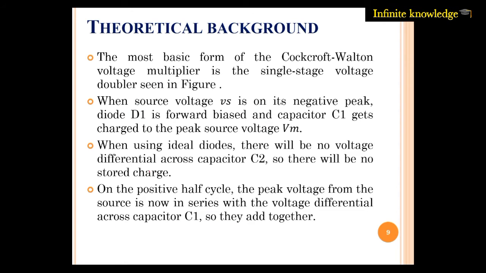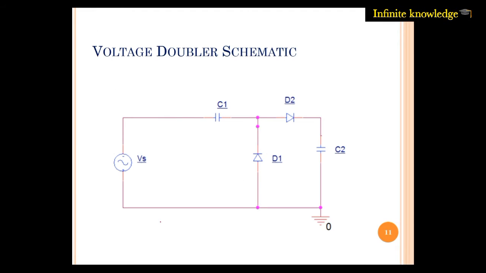So let's go further. What is the theoretical background? The most basic form of the Cockcroft-Walton voltage multiplier is a single stage voltage doubler circuit. So in the figure, first of all see the single stage circuit, in which there are two capacitors C1 and C2, two diodes, and Vs is the supply voltage. This is a 230 volt AC, 50 hertz supply, not DC, that we get at our home or from the grid.